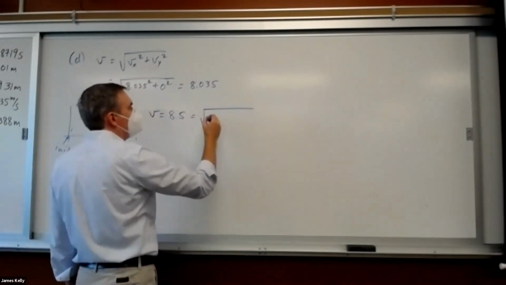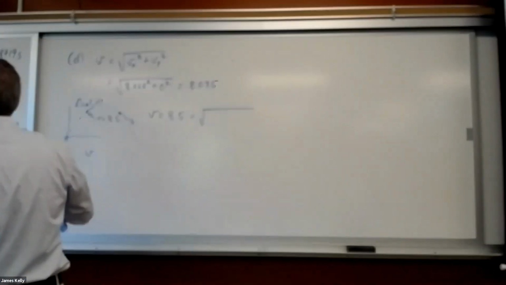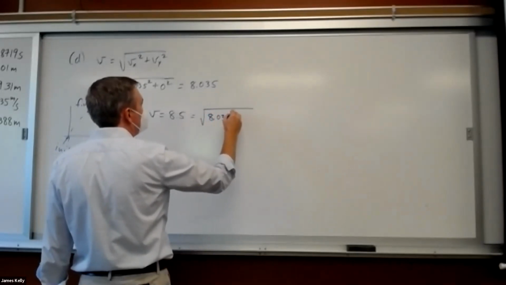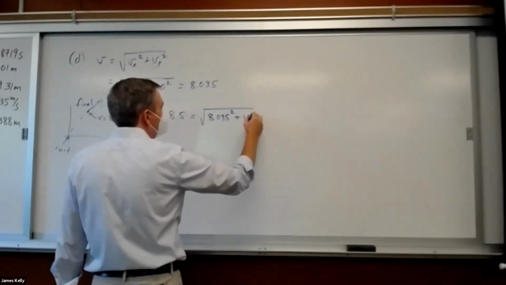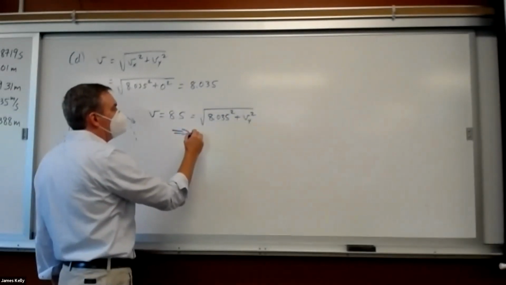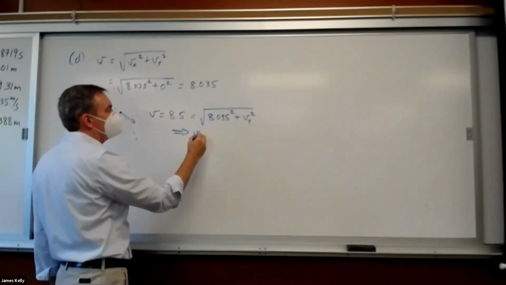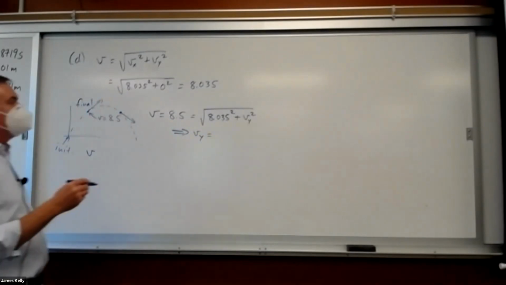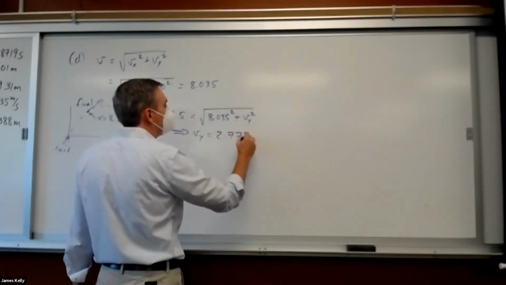8.5 better be the square root of Vx final squared. And Vx final, we already figured out, is Vx initial. So 8.035 squared plus whatever Vy final is squared. And I don't know what Vy final is, but that's an equation that only has a Vy final in it. So I could use it to solve for Vy final, rather than knowing what the final speed is. Where am I? 2.773 meters per second.